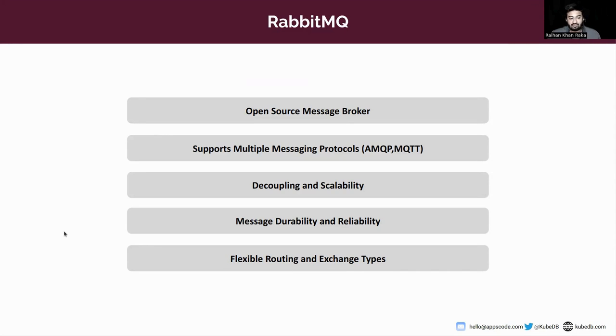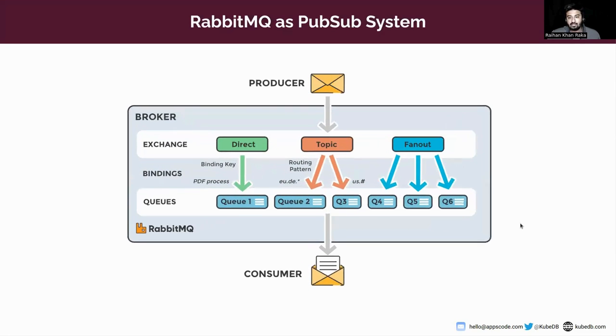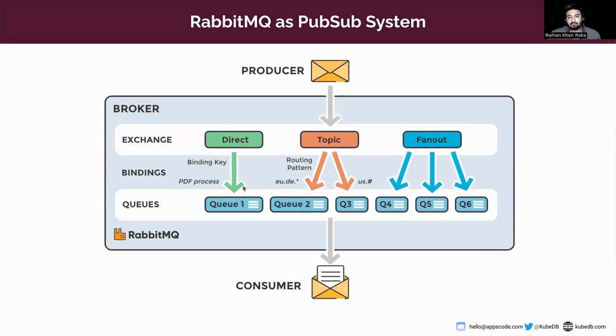So RabbitMQ functions overall as a temporary storage location for messages while the destination application is busy or unavailable. Using asynchronous communication, programs that generate and consume messages can communicate with the message queue, but the sender and receiver don't have to interact at the same time. So this is a simple overview of the RabbitMQ producer consumer mechanism, or how RabbitMQ functions as a publisher subscriber system. Here you can see that a producer sends a message to an exchange instead of directly sending it to the queues.